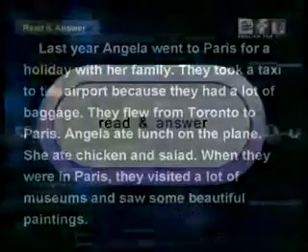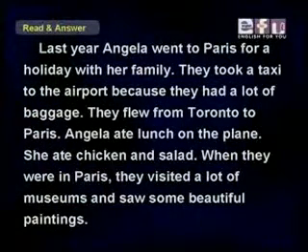Read and answer. Last year, Angela went to Paris for a holiday with her family. They took a taxi to the airport because they had a lot of baggage. They flew from Toronto to Paris. Angela ate lunch on the plane. She ate chicken and salad.